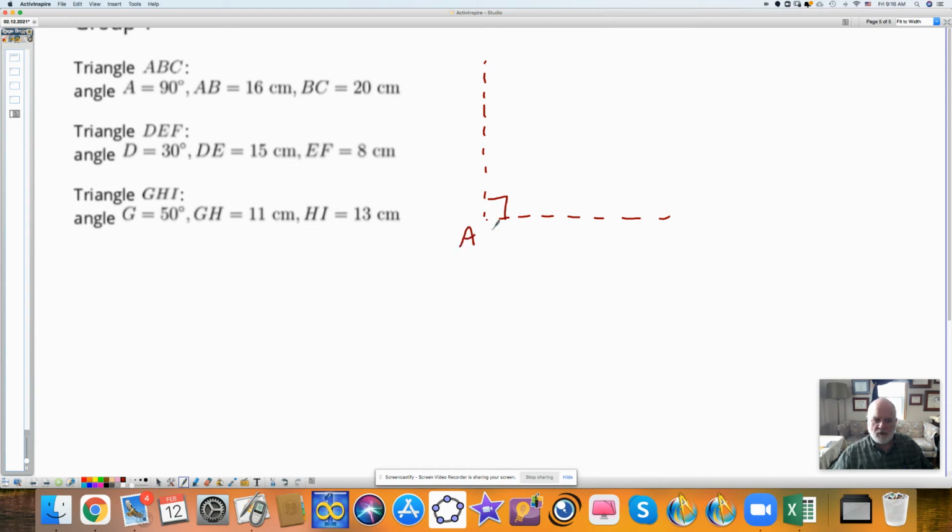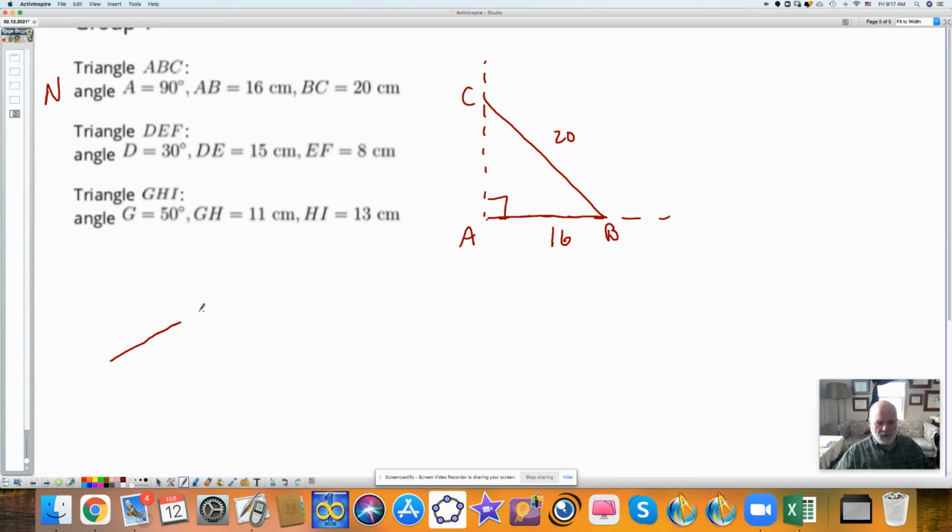It's 90 degrees. Now AB is 16. BC, which would be the hypotenuse here, could only be in one place. This is 20, and you could actually calculate what AC is. So this is not ambiguous. Not ambiguous.